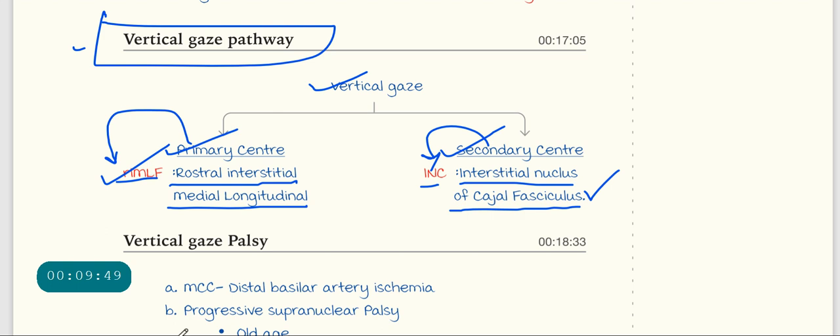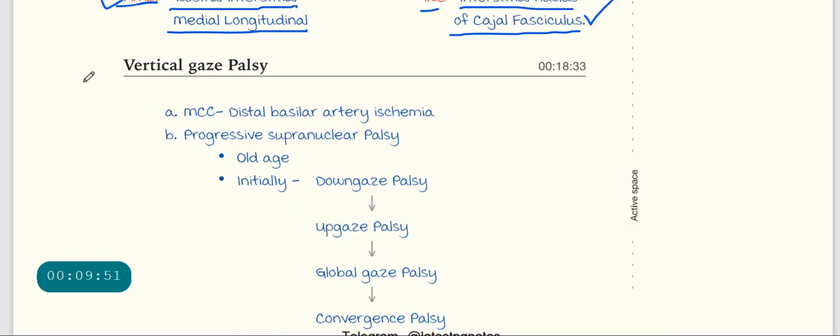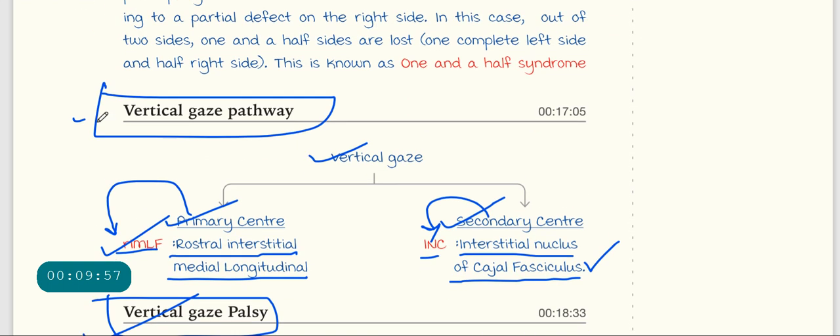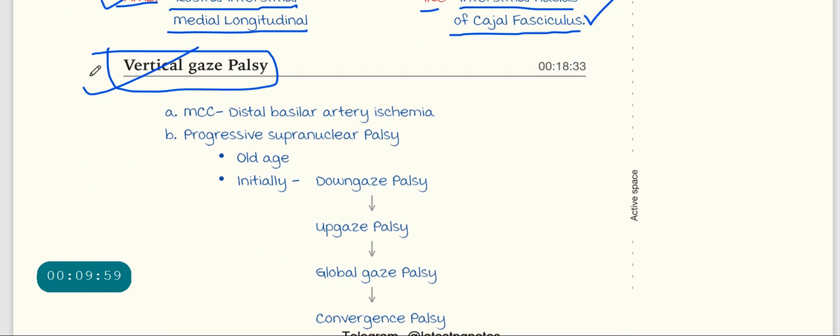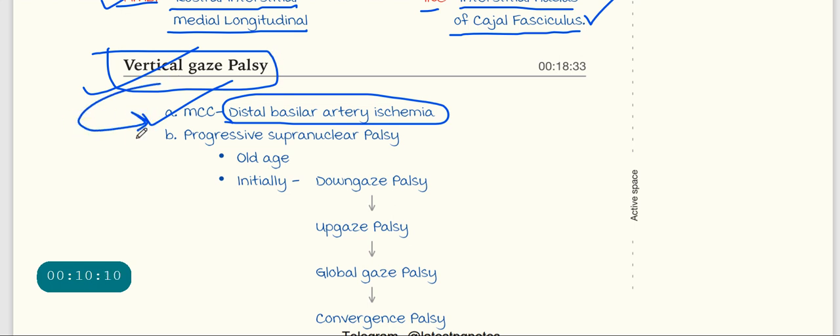Now the next topic is vertical gaze palsy. Okay, now vertical gaze, as we saw, has two parts. Now what is vertical gaze palsy? So the most common cause of vertical gaze palsy is distal basilar artery ischemia. Another cause is progressive supranuclear palsy, and this can be seen in old age.